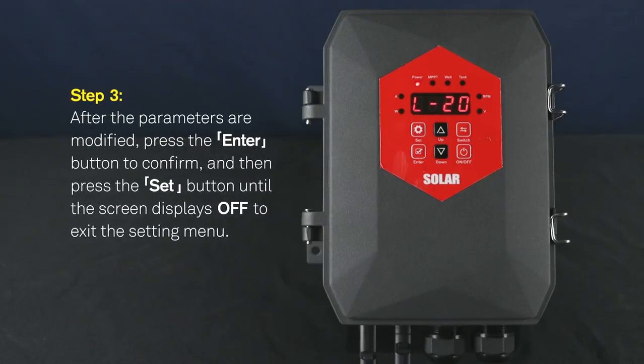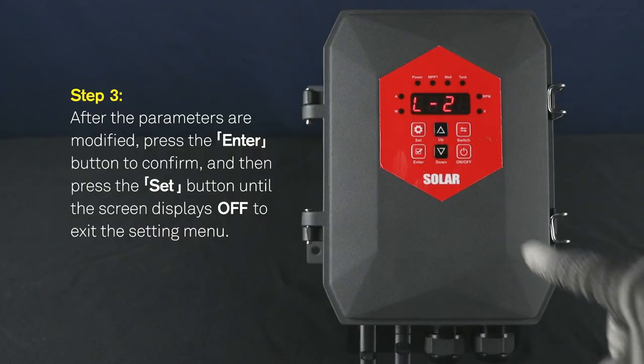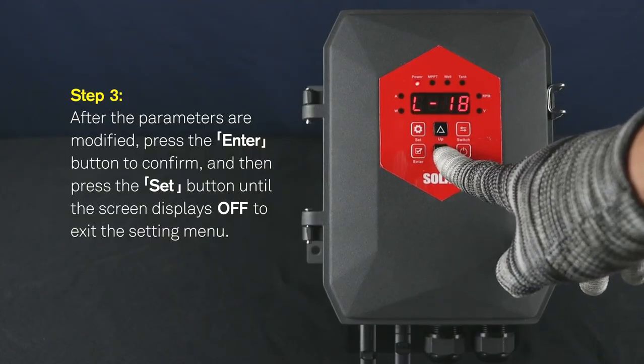Step 3. After the parameters are modified, press the Enter button to confirm, and then press the Set button until the screen displays off to exit the setting menu.